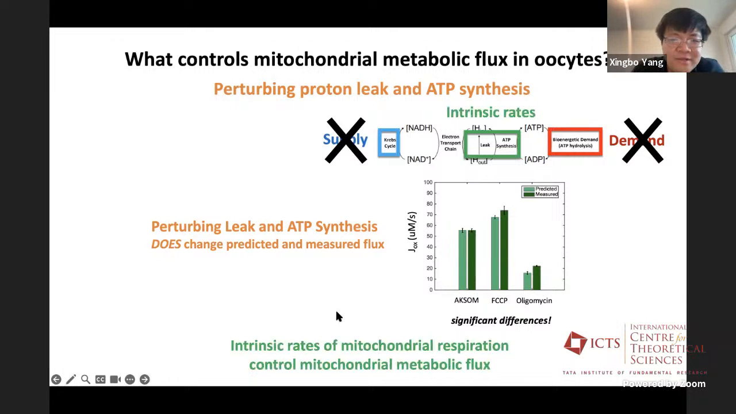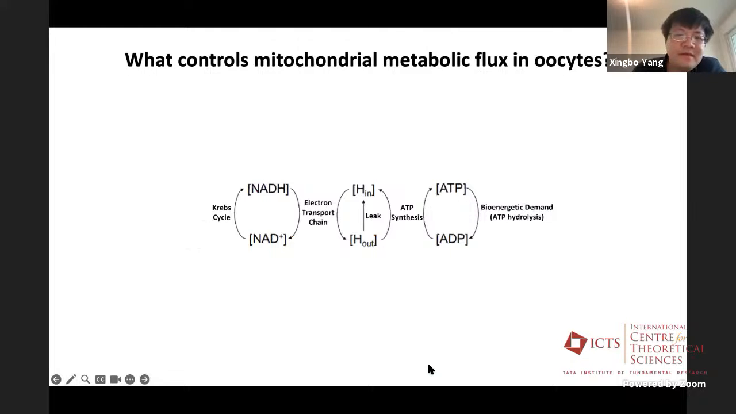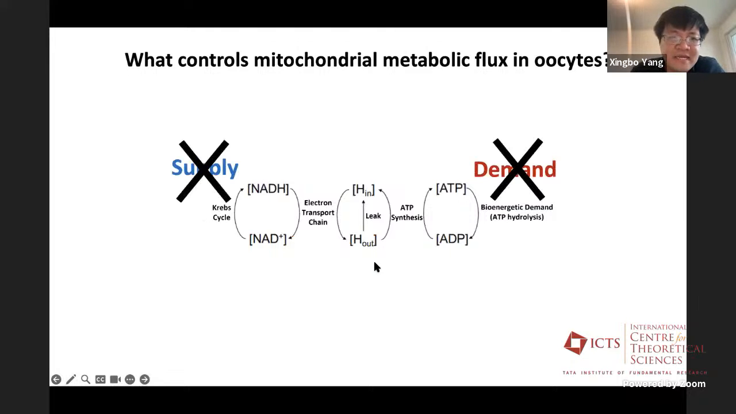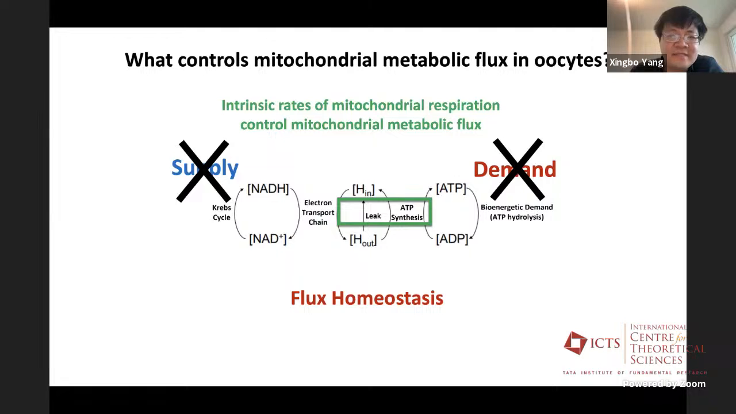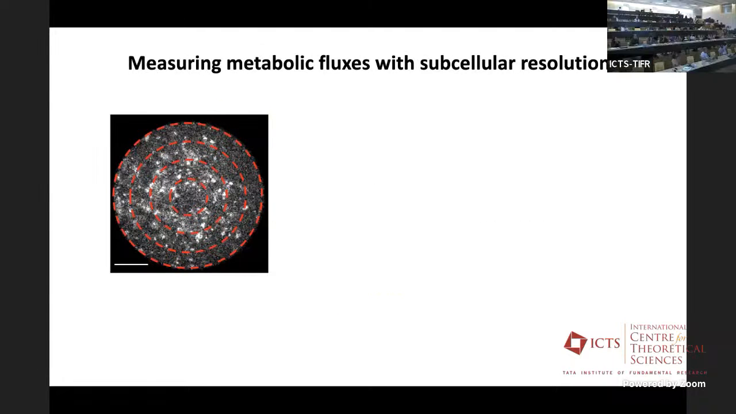So we say the intrinsic rates of mitochondrial respiration control the mitochondrial metabolic flux. Just to recapitulate, we ruled out supply and demand as the controller for the oxygen consumption rate in oocytes, and we call it flux homeostasis. And we discovered that the oxygen consumption rate is controlled by intrinsic rates of mitochondrial respiration, like leak and ATP synthesis.